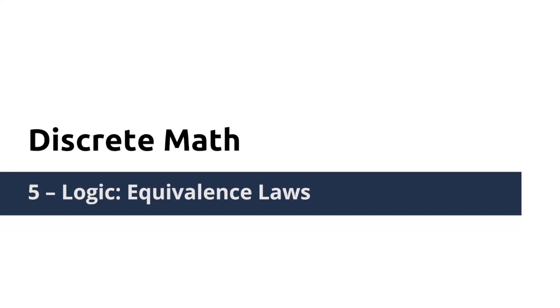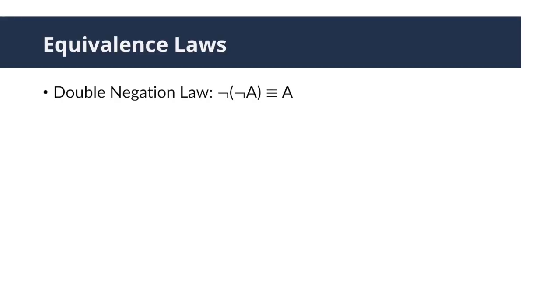However, obviously this method does not scale. If you have a large number of propositions, then the truth table will be huge. Therefore, in this video, we'll introduce 9 groups of equivalence laws that you can use directly to prove propositions to be equivalent. The first one is the double negation law. The negation of the negation of A is equivalent to A.